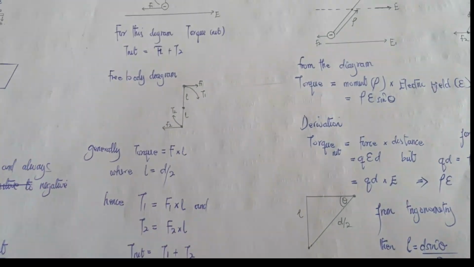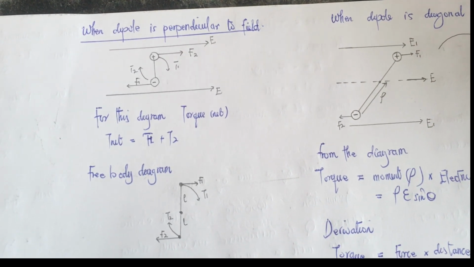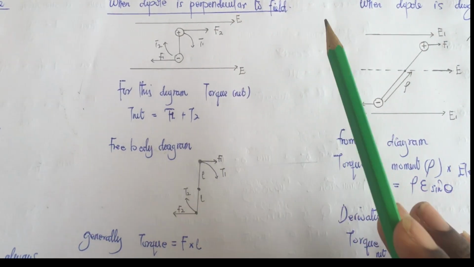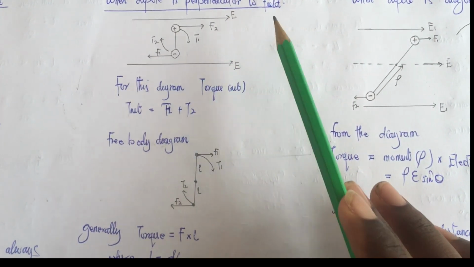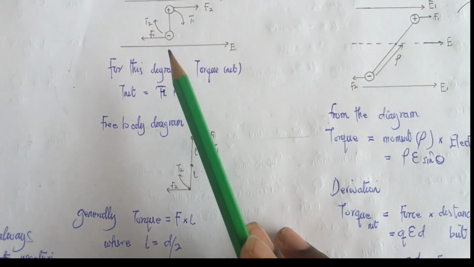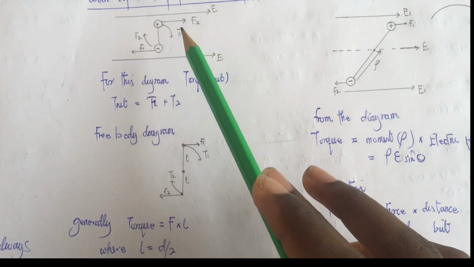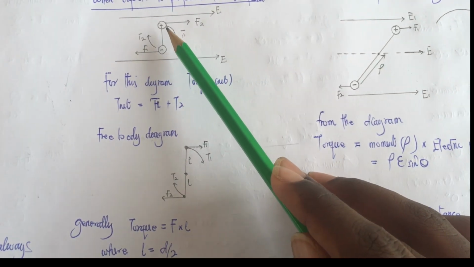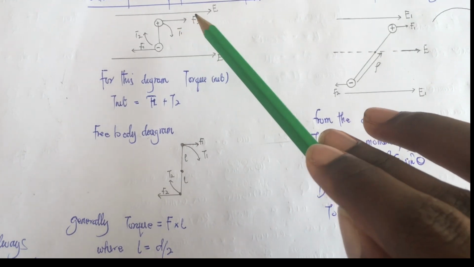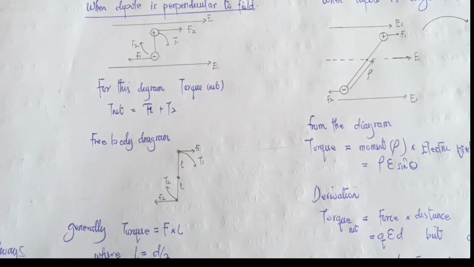But now let's consider this one. For example, when the dipole is perpendicular to the field, definitely there will be a rotation, because here is positive and here is negative. It will be attracting, so there will be a force attracting it. Here too, there will be a force attracting it to the other side, because here is positive. For that matter, there will be a rotation, and the rotation is called the torque. So as the positive charge is moving in this direction, the negative charge is also moving in this direction.